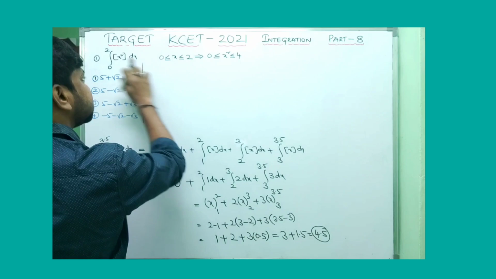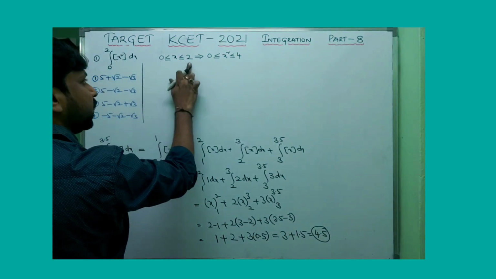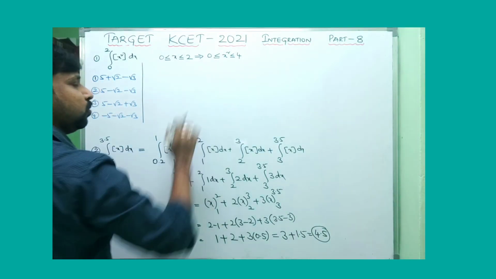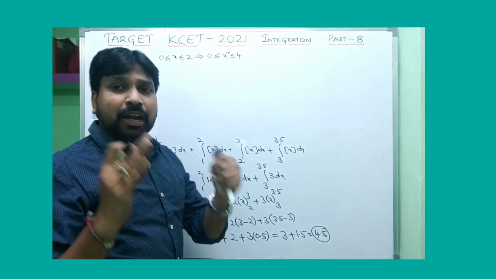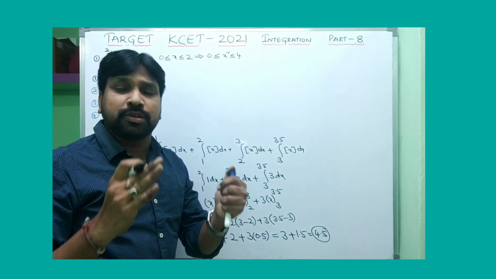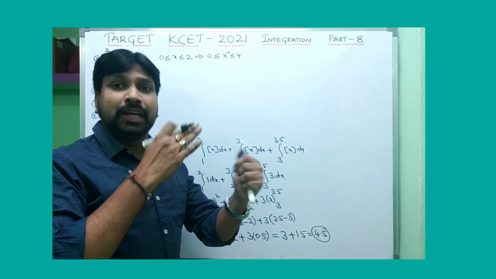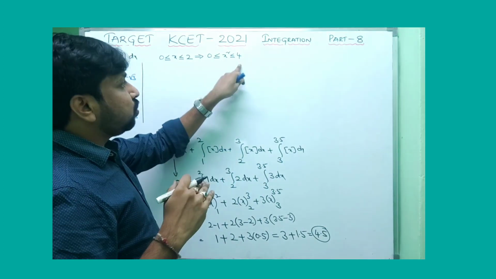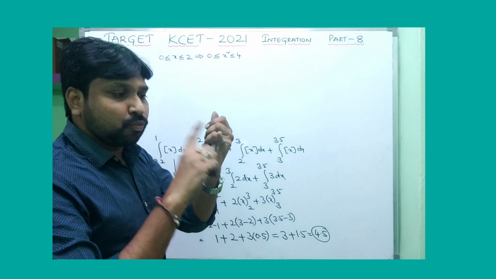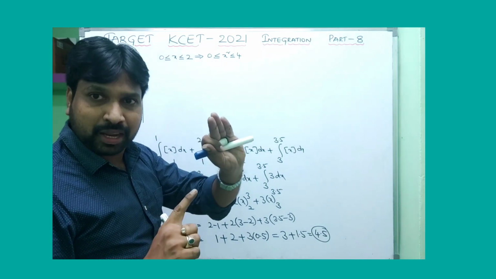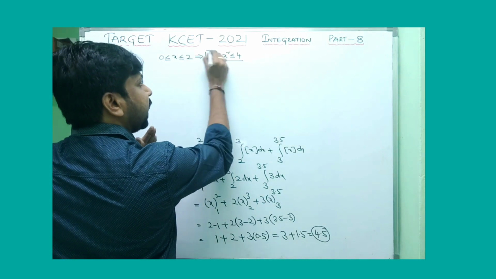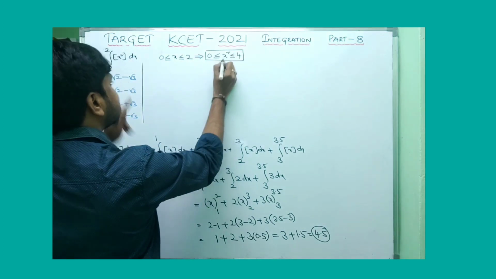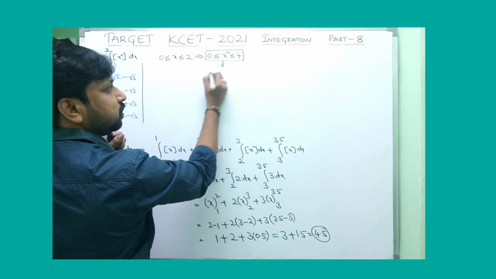Squaring on both sides, 0 less than or equal to x square less than or equal to 4. I told you very clearly, the integral part value you always define integer by integer. Between 0 and 4, the integers are 1, 2 and 3. That's what this can be split like this. This is the main function, right? X square.